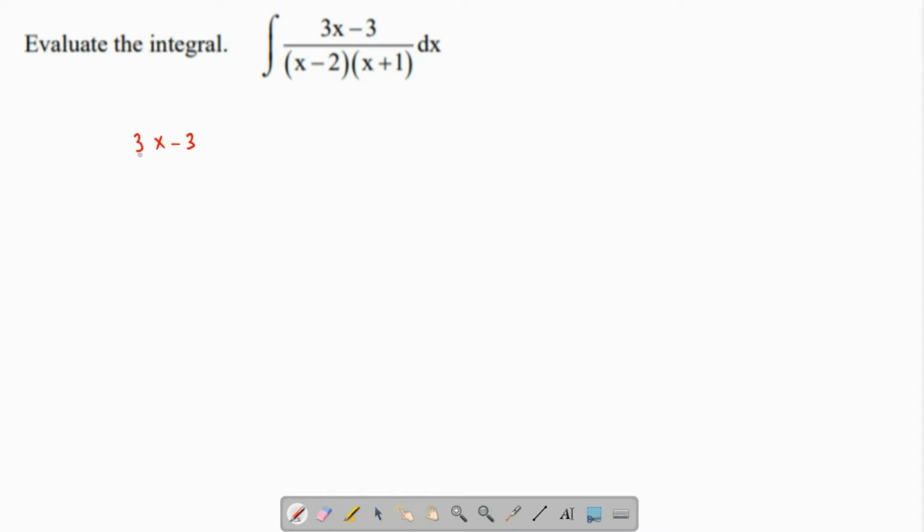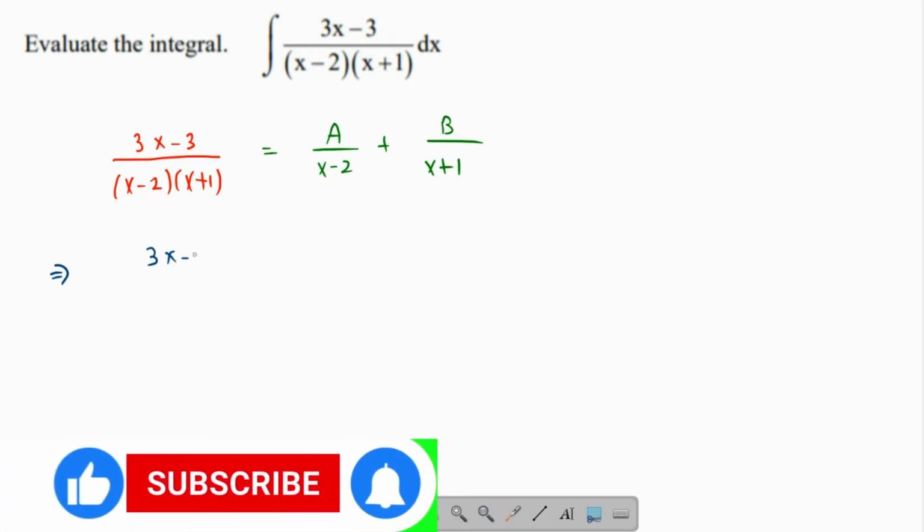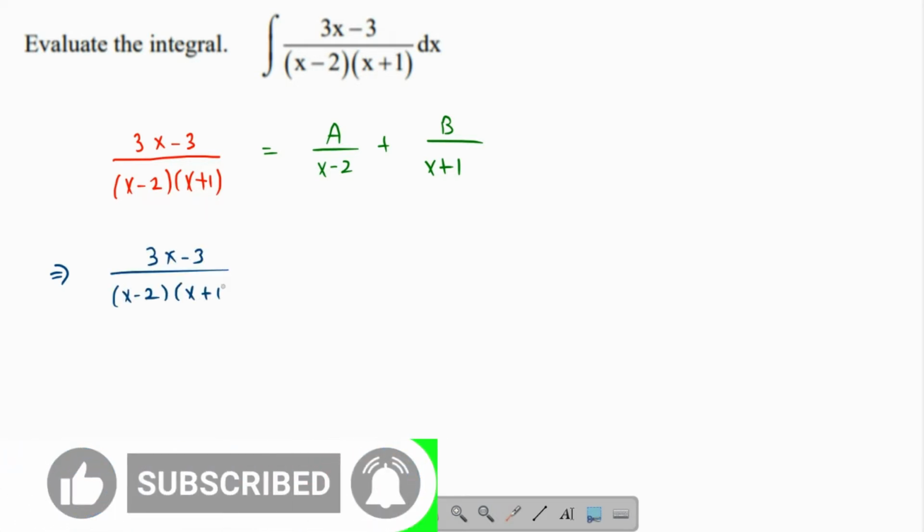So let's try to do a partial fraction of this: (3x minus 3) over (x minus 2)(x plus 1). So x minus 2 and x plus 1 are linear factors. So we are going to write this in the form of a over (x minus 2) plus b over (x plus 1). Let's rewrite this as (3x minus 3) over (x minus 2)(x plus 1), which remains as it is.